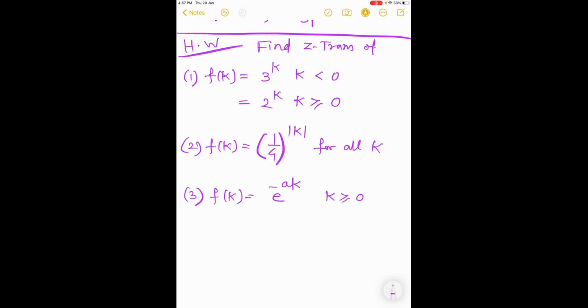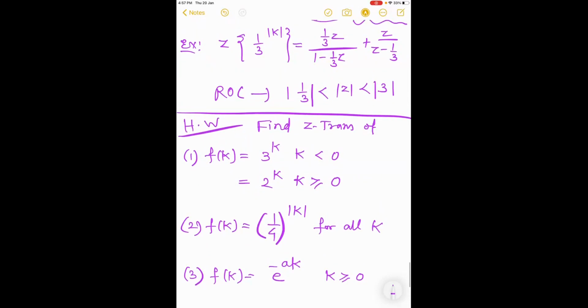So the third one you can see e^(-ak). Now, I will suggest for today's part, if you can derive, that will be easy for you to understand. Instead of directly using the formula, you can just derive it for this number (1/4)^|k|, then 3^k and 2^k for the values k greater than 0 and k less than 0.